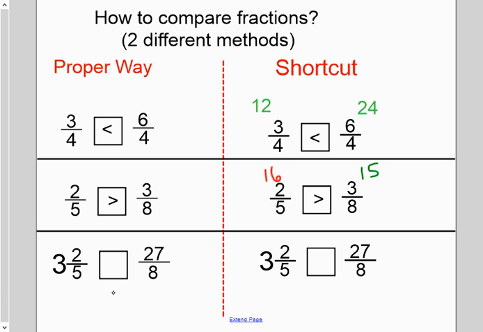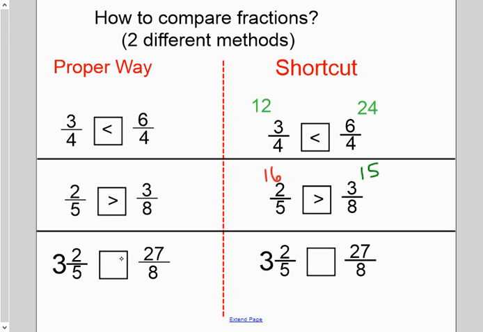Now we've got to deal with a couple of things here just to make sure that you understand what's going on still. This is a mixed number. This is considered an improper fraction. Mixed numbers have a whole number and a fraction attached to it. The improper fraction is where the numerator, the top number, is bigger than the denominator, the bottom number. So I can make this into an improper fraction, or I can make this into a mixed number.